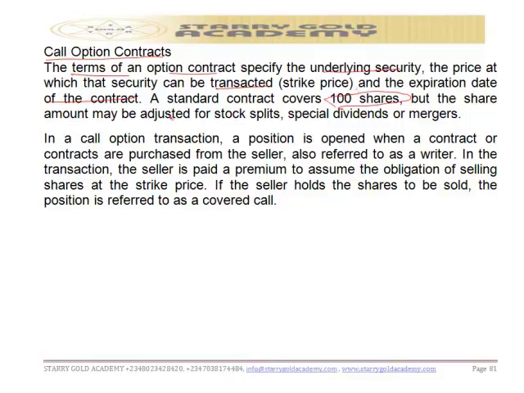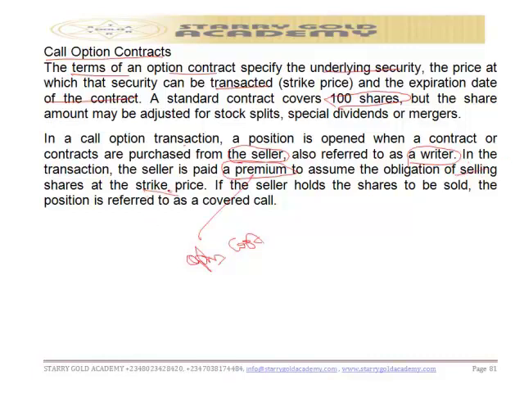In a call option transaction, a position is opened when a contract or contracts are purchased from the seller, also referred to as the writer. What we are saying is that when someone is called a writer of an option, it is referred to as the seller of an option. And in the transaction, the seller is paid a premium, which we refer to as the option cost, to assume the obligation of selling the shares at the strike price.